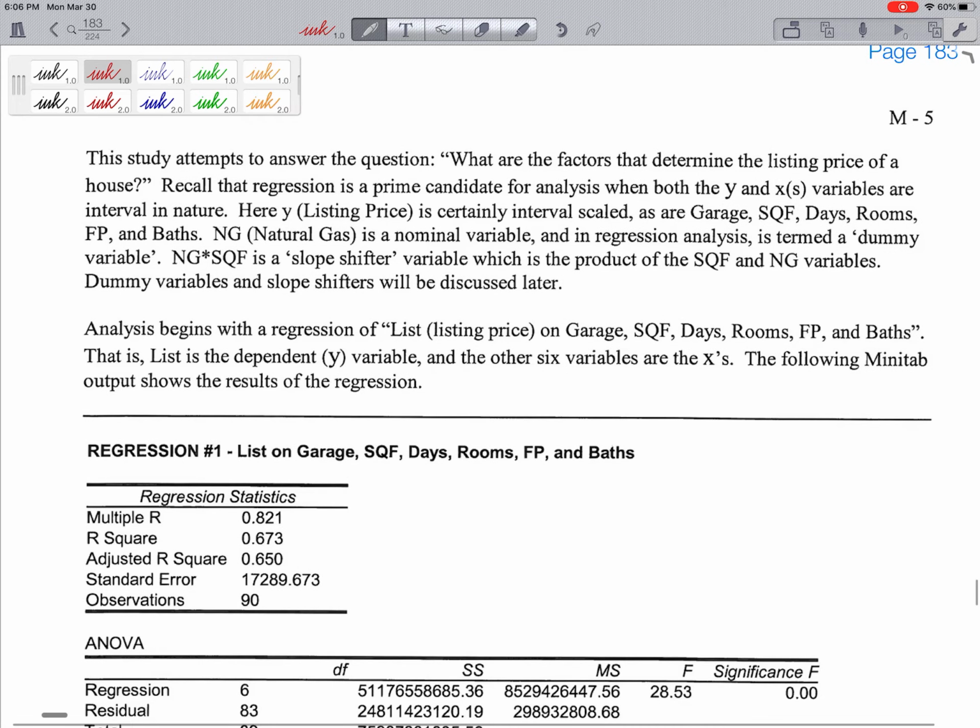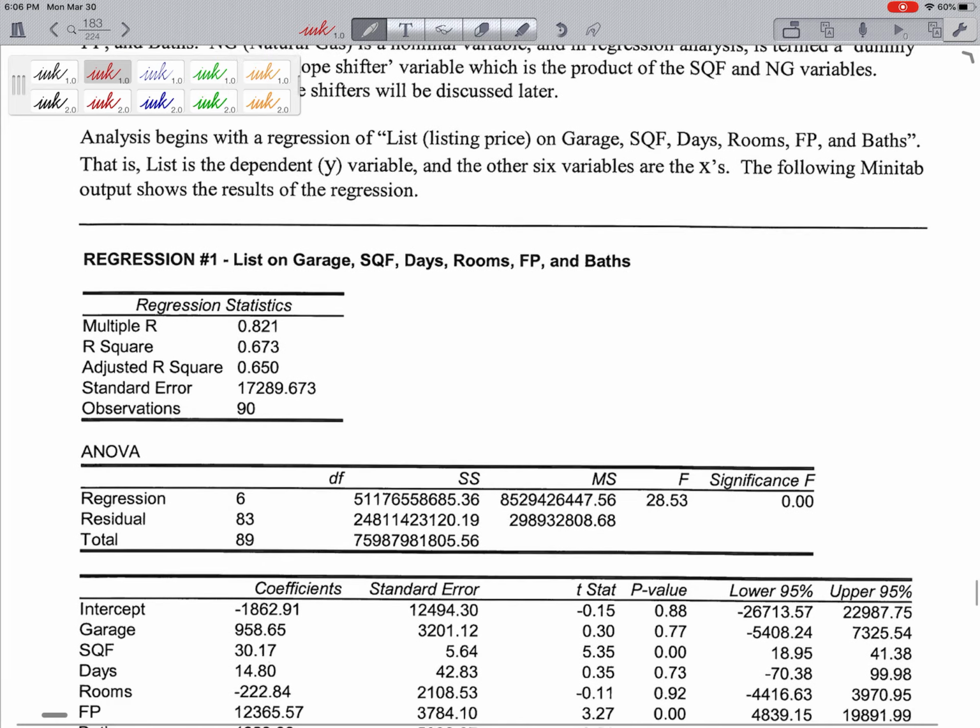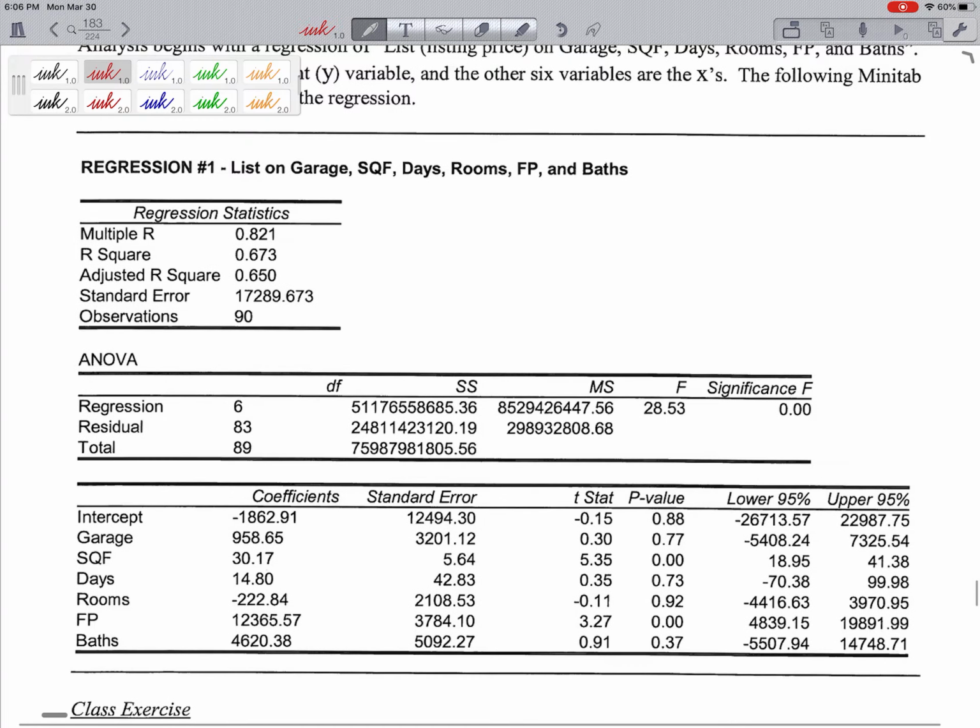Okay, so the study attempts to answer the question, what are the factors that determine the listing price of a house? All right, and so we're going to be using the variables which we just talked about, and we're going to run the regression. Here's what we get when we run the full regression on all of the variables except for the two at the end, which were the dummy variable and the slope shifter. We'll talk about those later. So over here, there we go. We see the different variables there: garage, square foot, days, rooms, fireplaces, and baths.